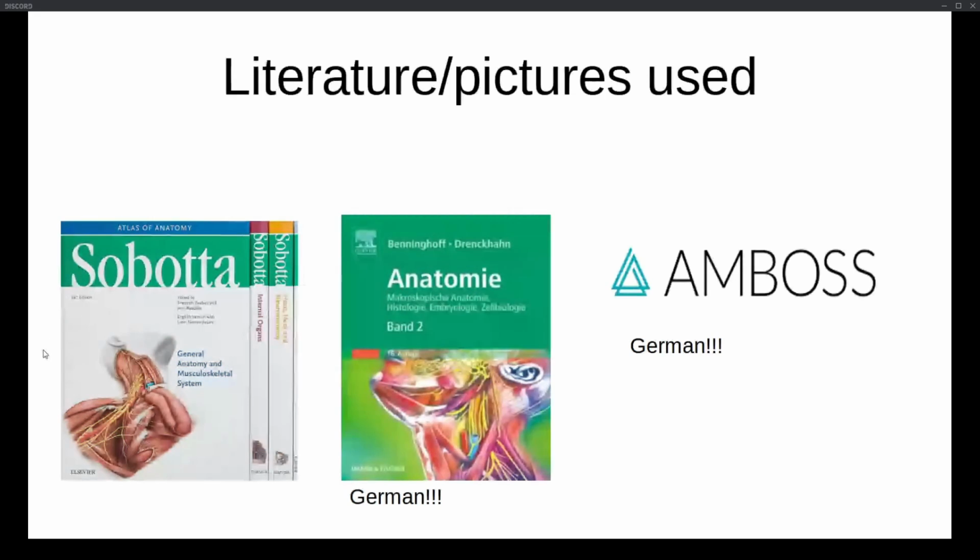This book, the Sobotta, you will also find online on some questionable websites because it's also very expensive. So if you are not a medical student and want to find these, well, I'm not encouraging you to do it. I'm just telling you there are options like this.